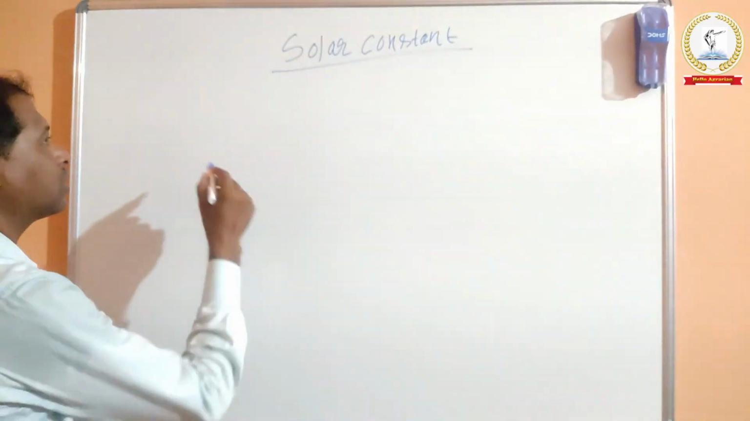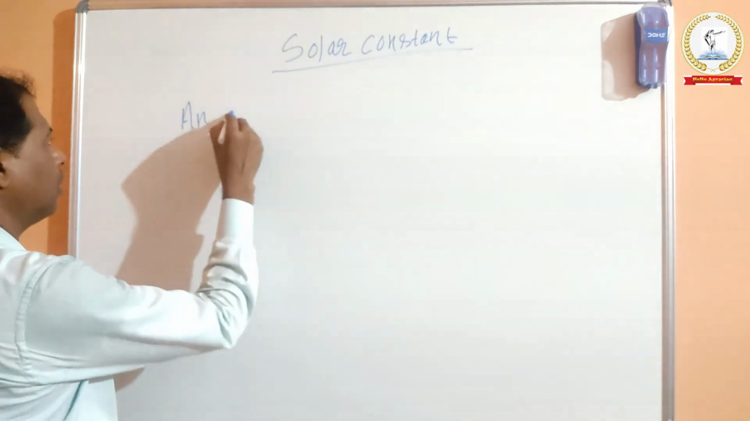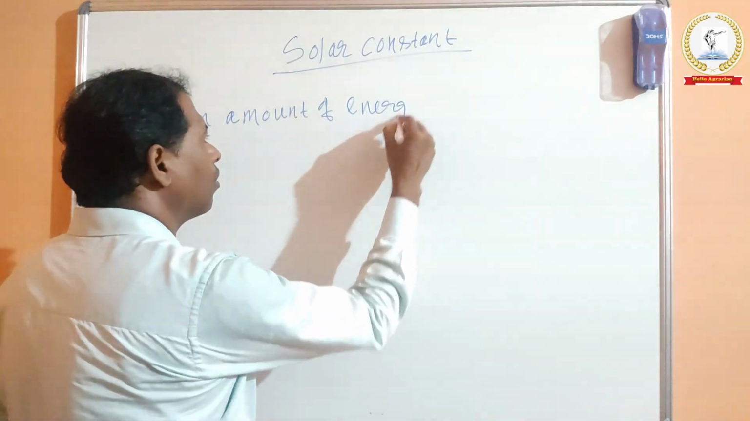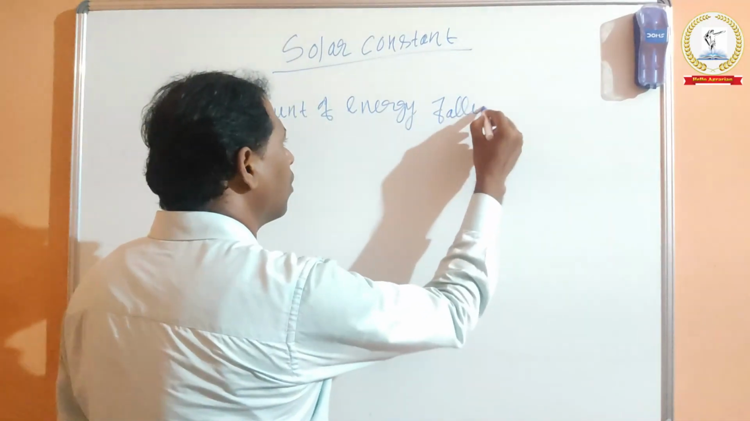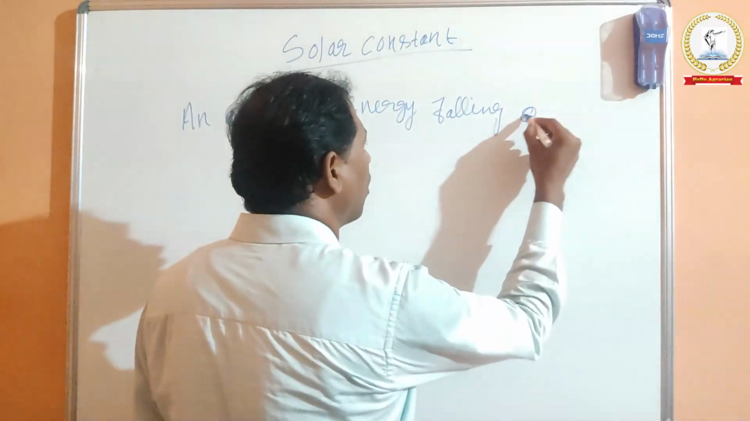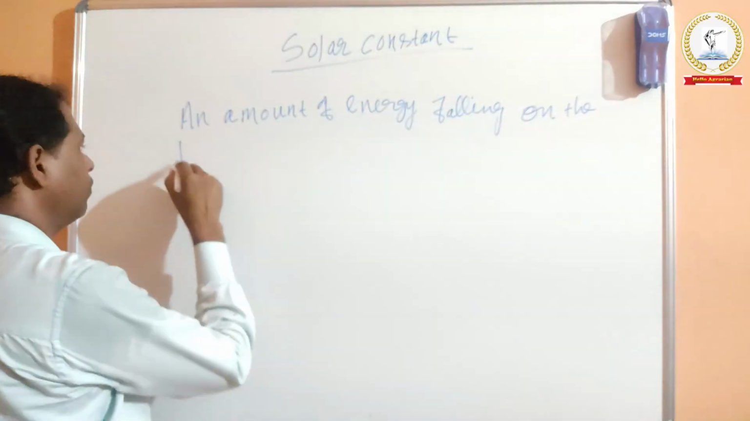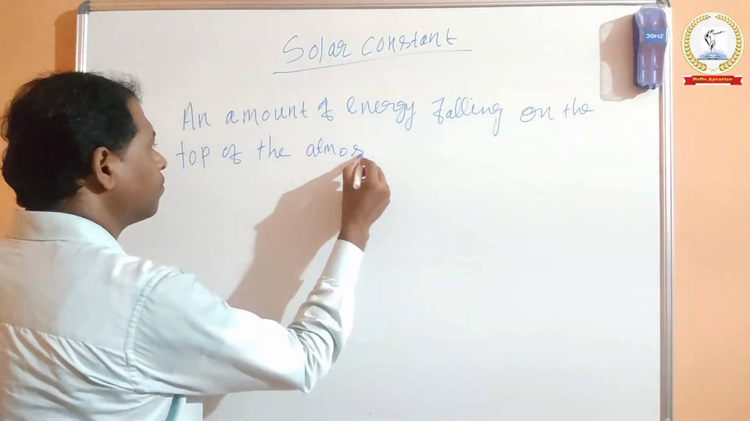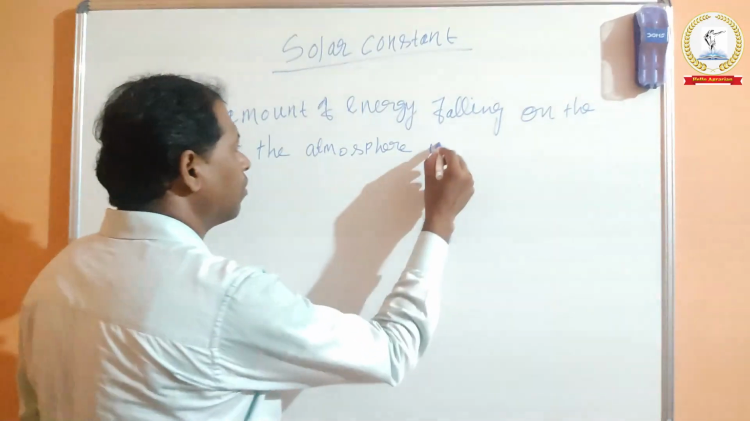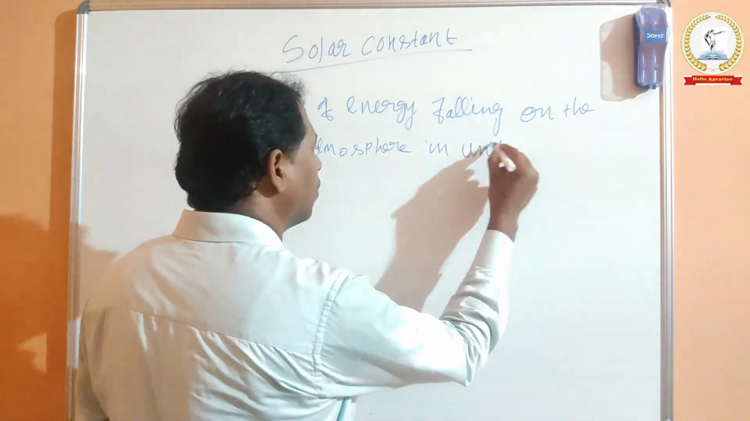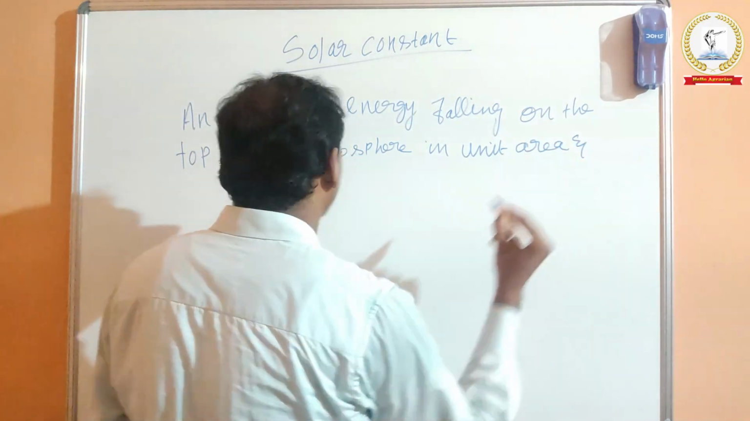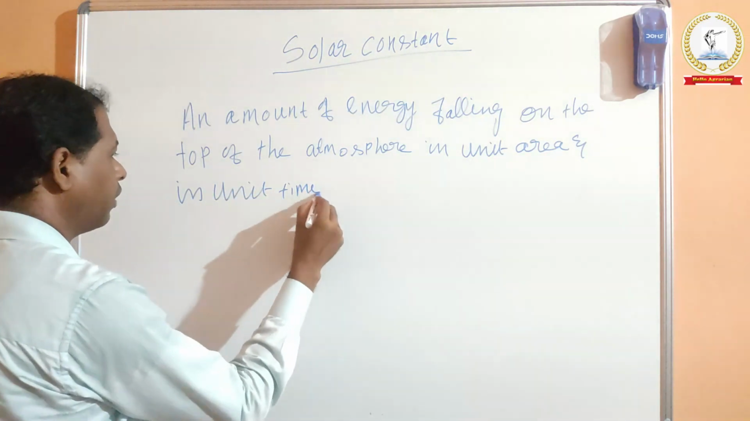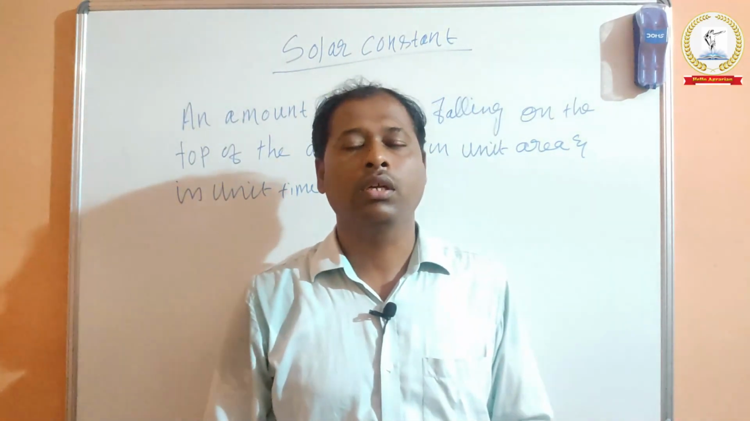So we can define solar constant as an amount of energy falling on the top of the atmosphere in unit area and in unit time. Okay, so it is called solar constant.